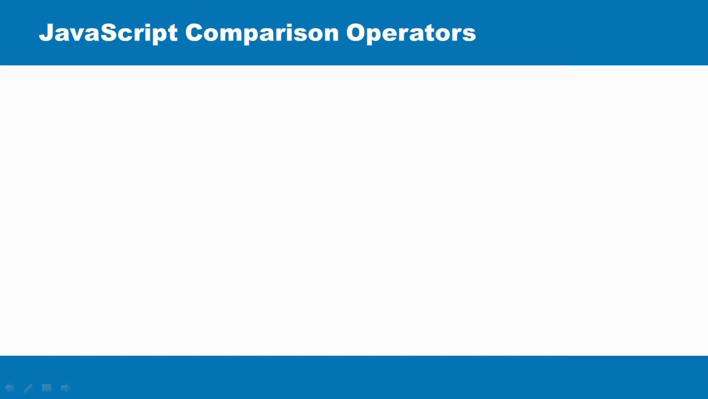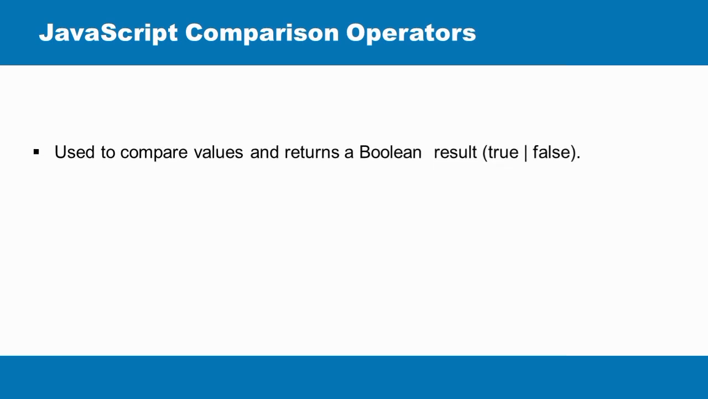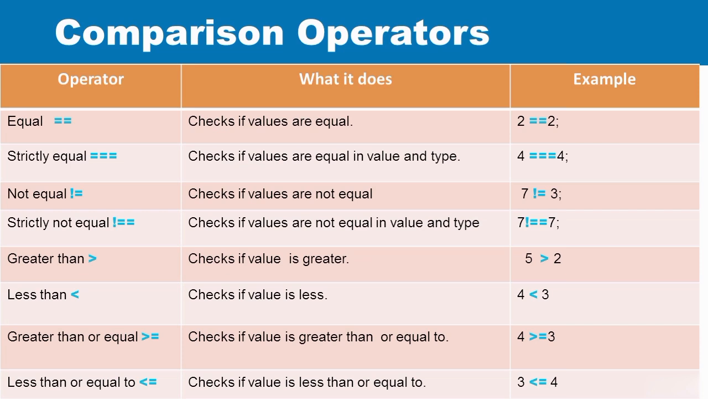JavaScript comparison operators are used to compare values and will return a Boolean result. Boolean basically means true or false. So when you use JavaScript comparison operators, it will always return either a true value or a false value. So this is a basic table illustrating some comparison operators.